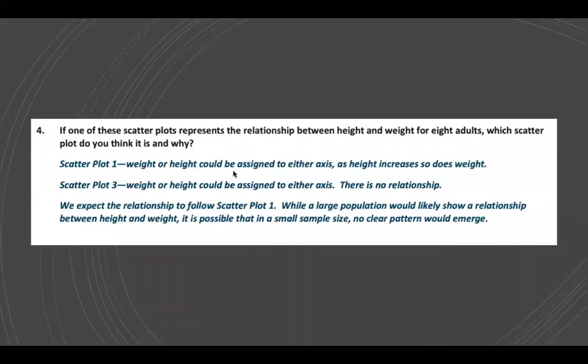If we think about it, scatterplot 1, just like we were describing, the weight or height could be assigned to either axis. As the height increases, so does weight. Typically that's how it works, right? Scatterplot 3, the weight or height could be assigned, and there's no relationship. So we expect to see the relationship that would follow scatterplot 1, right? The taller someone is, typically the heavier they are, although that's not always the case.